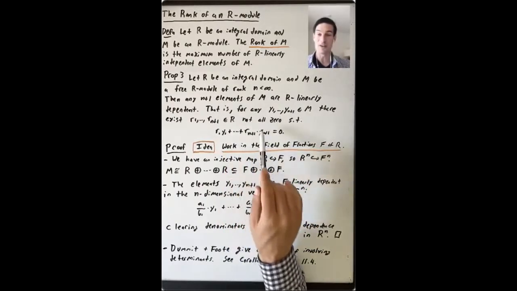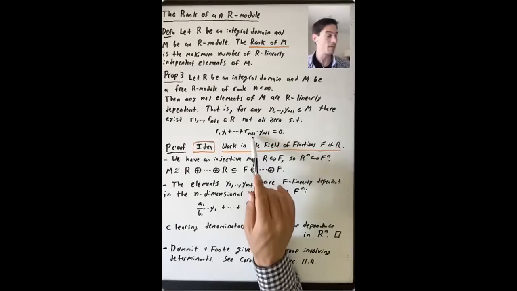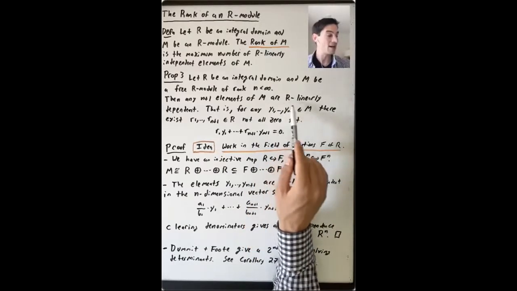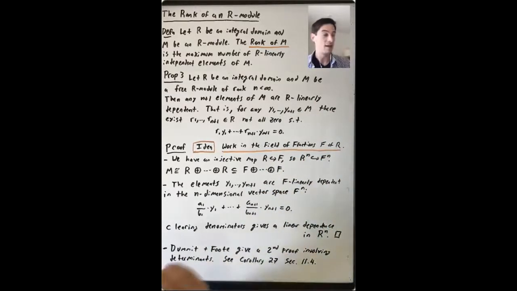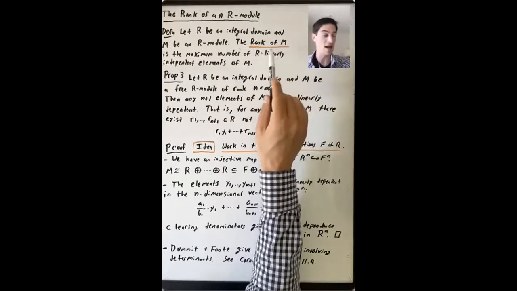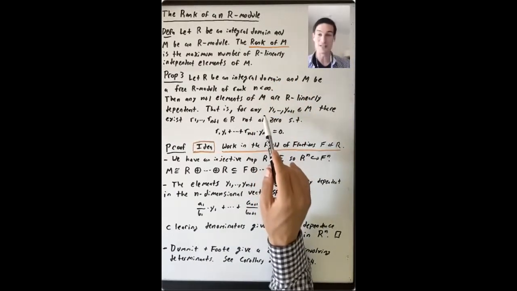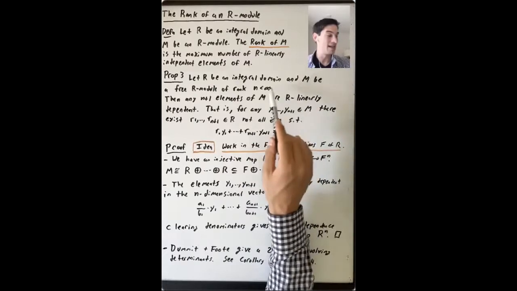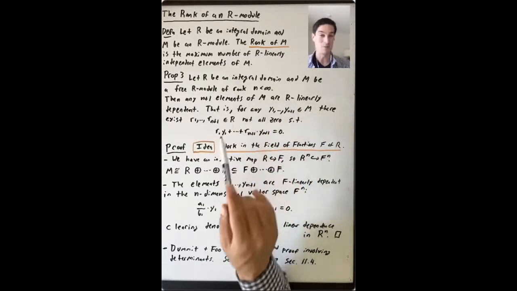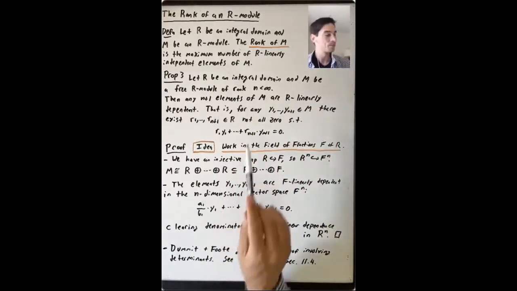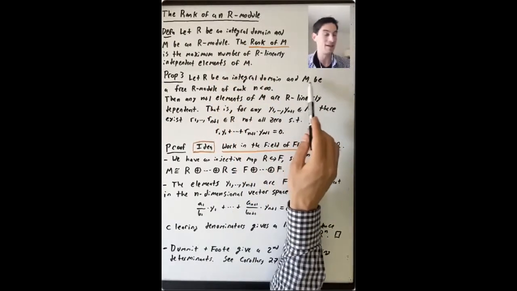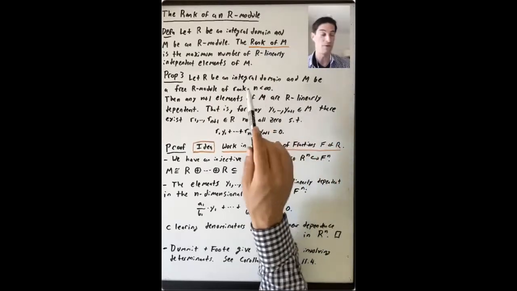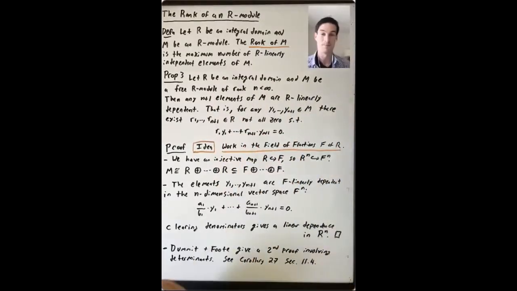There's a non-trivial linear dependence among these elements. So no set of n plus 1 elements in M is linearly independent. This definition of rank of M that we've just given shows that the rank of M is less than n plus 1. So the rank, in fact, is n. And this notion of rank matches up with the definition we gave much earlier of the free R module of rank n. All right, so let's prove this.